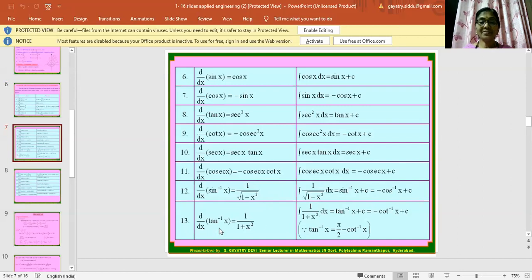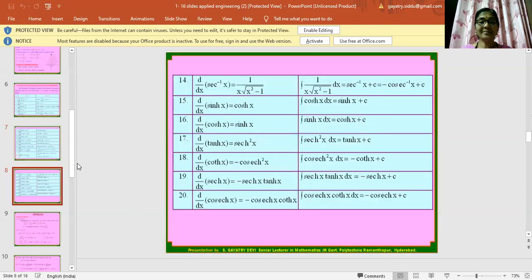Similar way, derivative of tan inverse x equal to 1 by 1 plus x square. So integral 1 by 1 plus x square dx equal to tan inverse x plus c, and one more way, minus cot inverse x plus c. Next, secant inverse and again cosecant inverse, because both only differ by minus. In this way, hyperbolic function forms are also given. These are all framed from derivative forms as a reverse process. Integration is reverse process. Depending on that, we are framing the fundamental forms of integration.